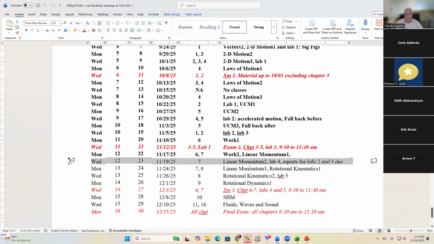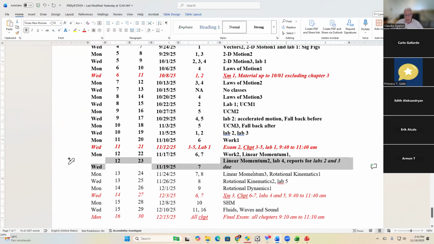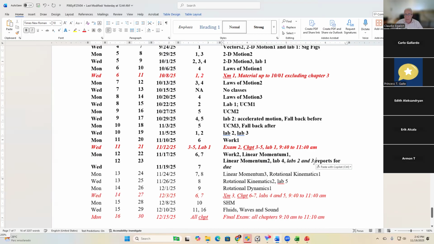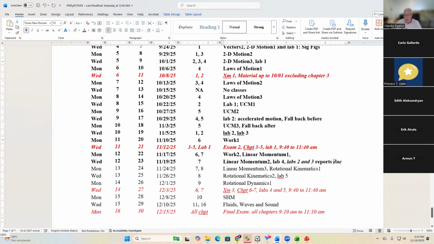We started talking about linear momentum, and we will continue talking about linear momentum. Labs 2 and 3 are due today. Labs 2 and 3 reports due, right? Let's put it this way.